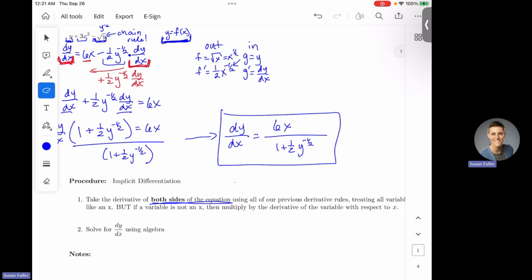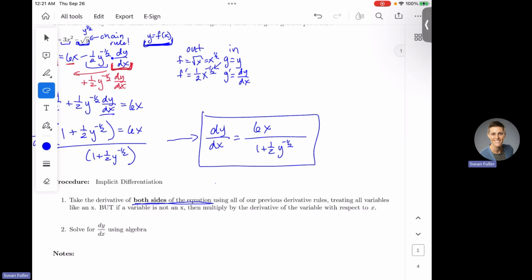And you're going to basically apply all of your rules pretending like all of your variables are just an x. But if you take the derivative of something with a variable that's not just an x, after you apply your derivative rules and take the derivative just like normal, you have to multiply by the derivative of that variable with respect to x. So when we took the derivative of y with respect to x, we multiplied by dy dx. So anytime you take the derivative of something with a y in it, multiply by dy dx. If you take the derivative of something with a theta in it, after you take the derivative, applying your rules, pretending it was just an x, you're going to multiply by d theta dx, whatever your variable is.